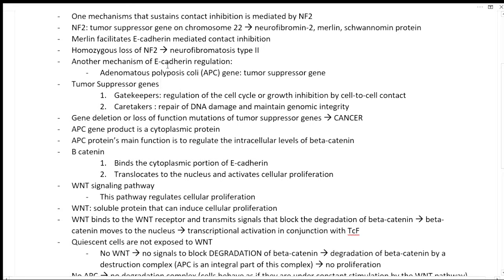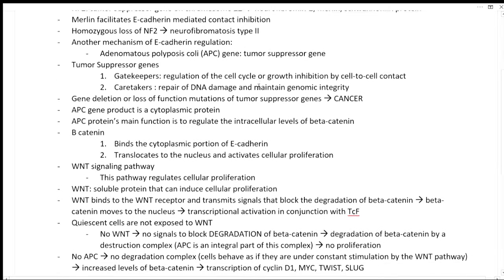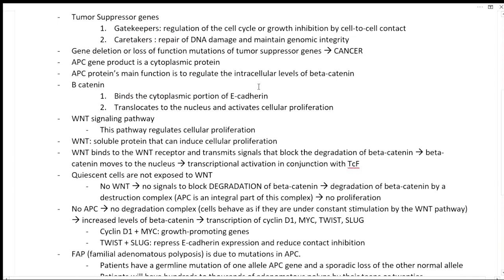Another mechanism of E-cadherin regulation is the adenomatous polyposis coli gene, which is also a tumor suppressor gene. So far we talked about two tumor suppressor genes, NF2 and the APC gene. Let's talk about what tumor suppressor genes in general are or what they do. Tumor suppressor genes are just as they sound. They are genes that suppress tumors from forming.